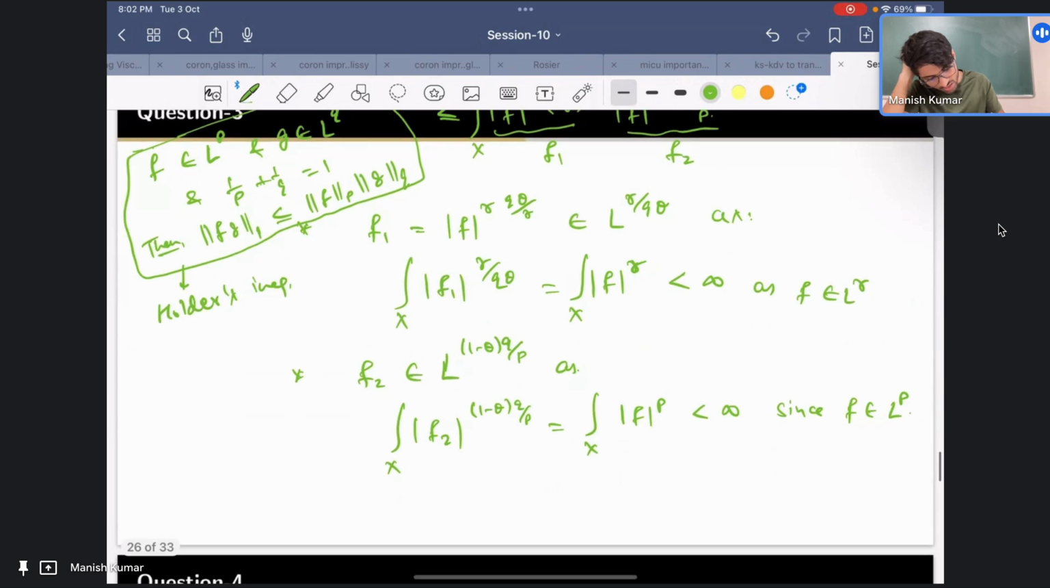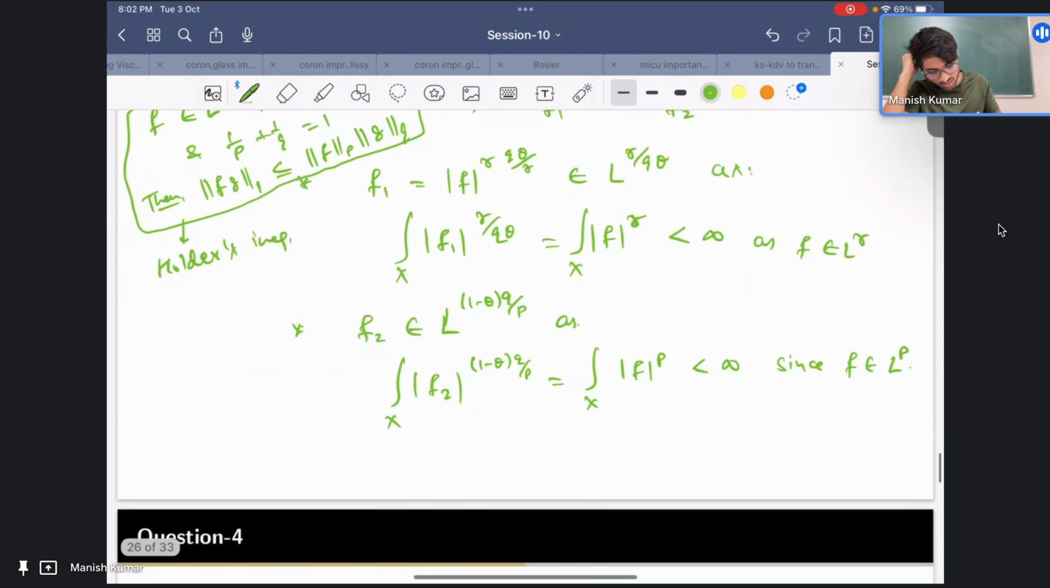Now let us check: 1 by p plus 1 by q is equal to 1. So let us check 1 by this plus 1 by this, is it 1 or not? Are they conjugate exponents? Let us see, 1 by (r by q theta) plus 1 by the second exponent.